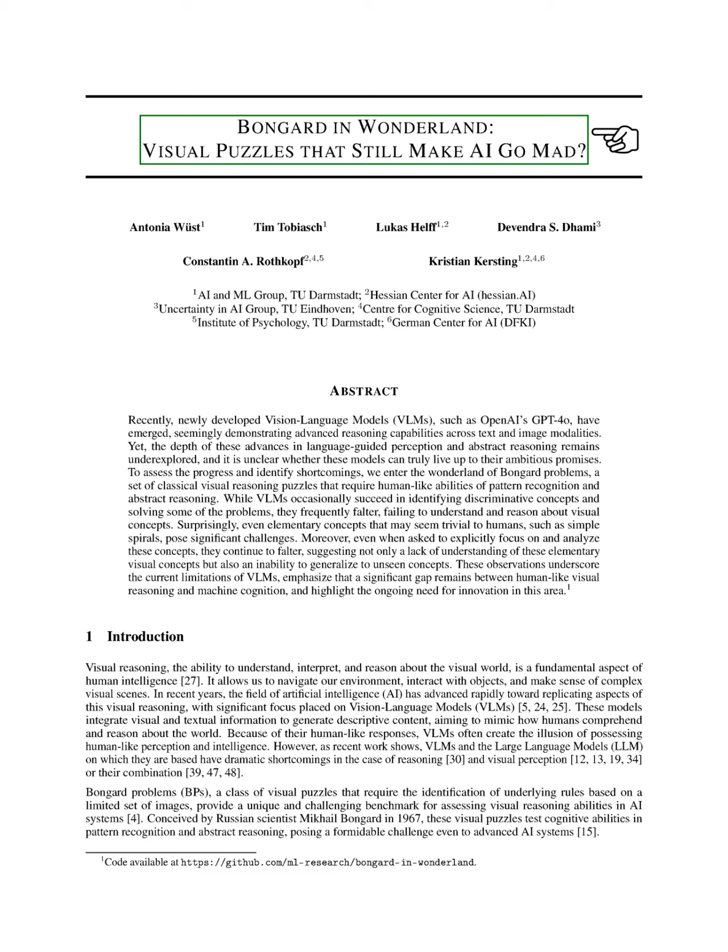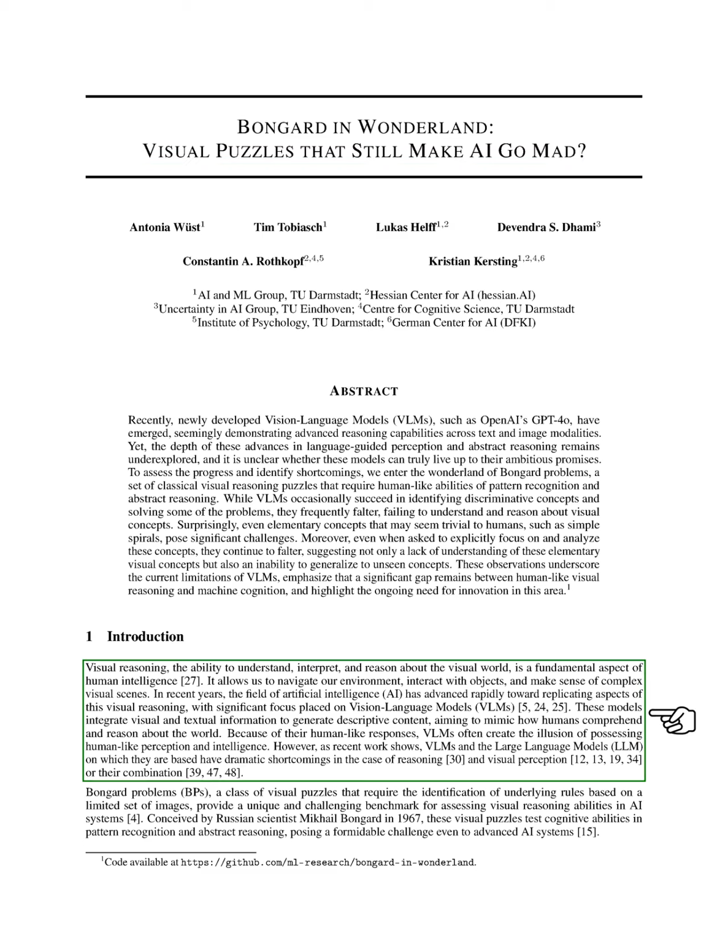Section: Introduction. In this section, we introduce visual reasoning, which is our ability to understand and interpret the visual world. This skill is crucial for navigating our surroundings and interacting with objects. Recently, artificial intelligence, AI, has made strides in mimicking this ability, particularly through vision language models, VLMs. These models combine visual and textual information to create descriptions, aiming to reflect human understanding.